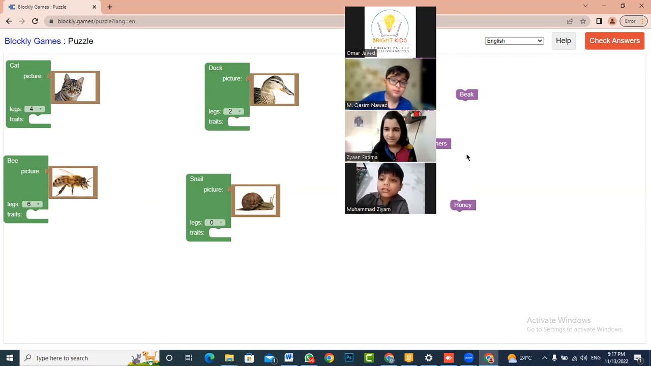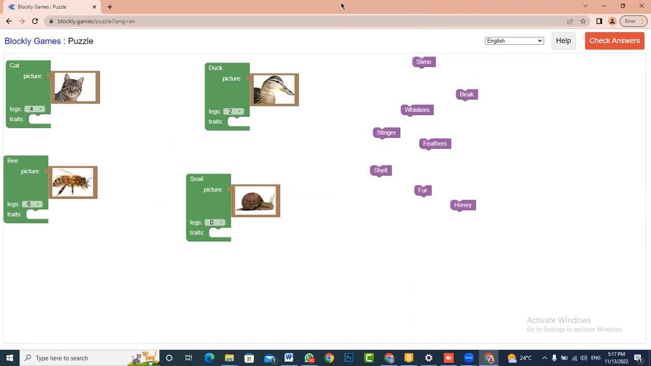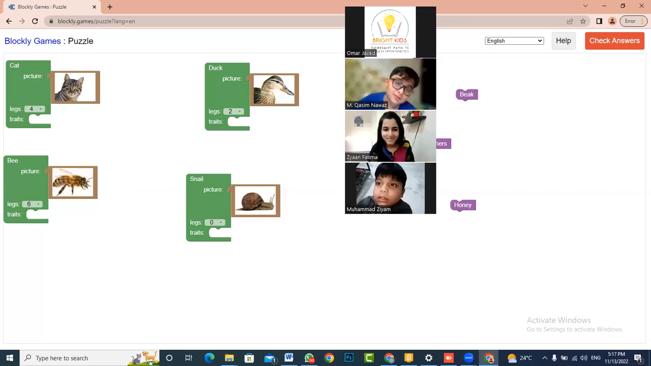Does the cat have whiskers? You know what the whiskers are? Zayan knows. Qasim, do you know what the whiskers are? Okay, who has seen a cat?